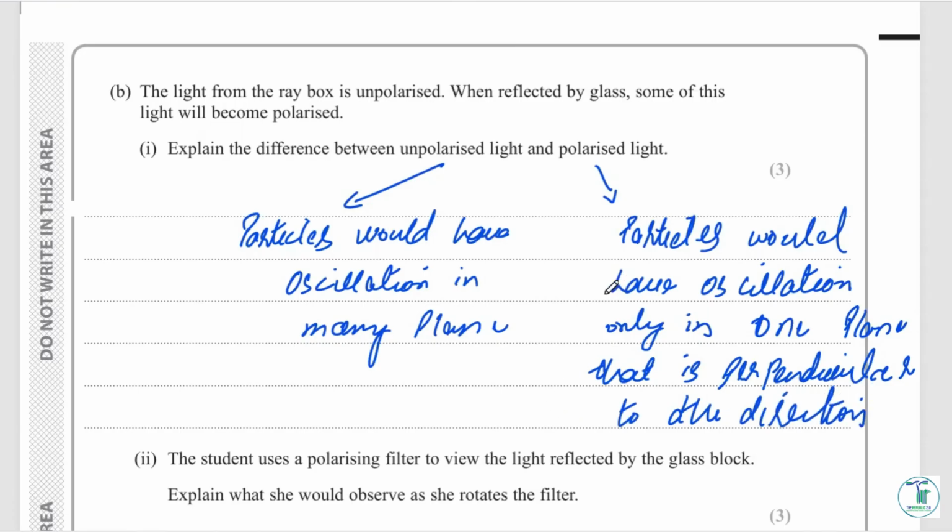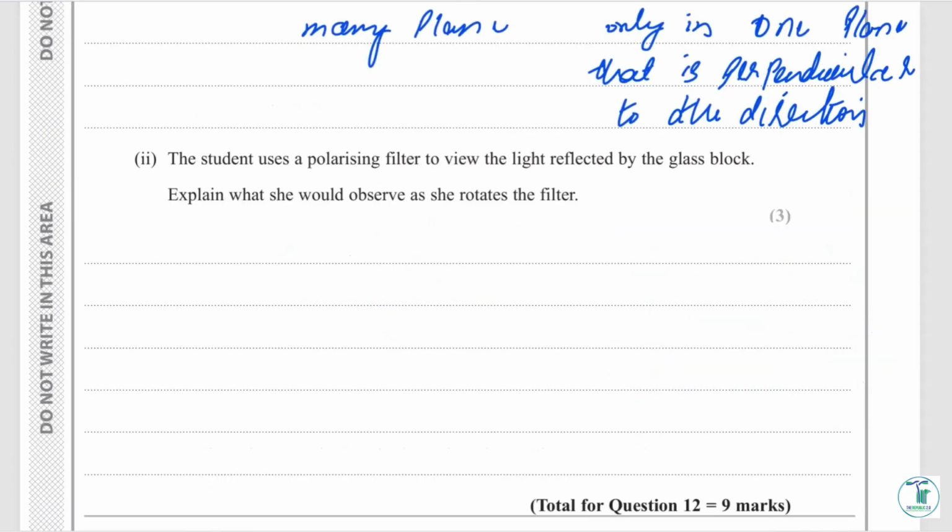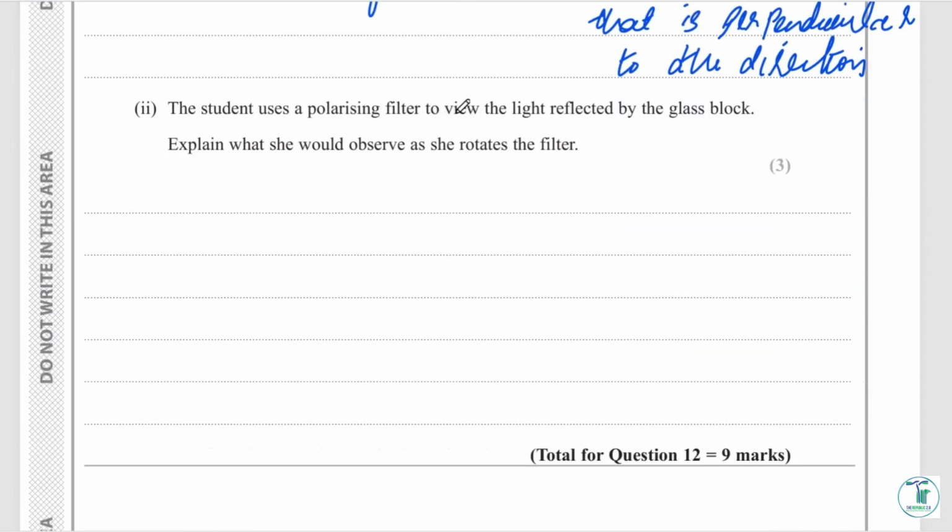So this is a 3-marker question. You just need to write these differences. If you've got anyone else, you can write that as well, but these two differences are fine. Now the student uses a polarizing filter to view the light reflected by the glass block. Explain what she would observe as she rotates the filter.